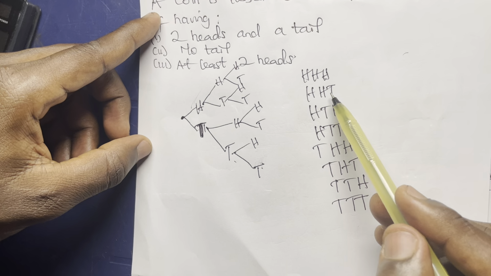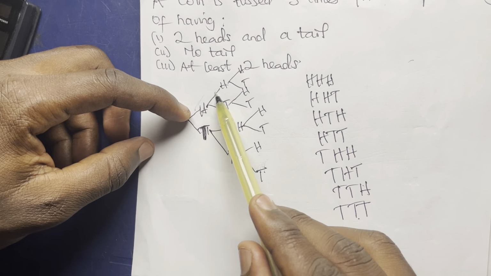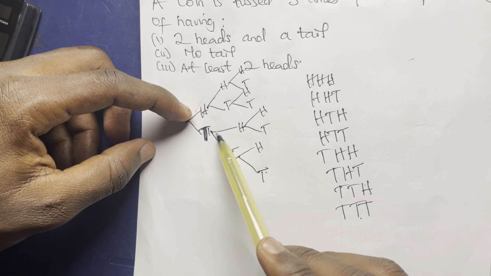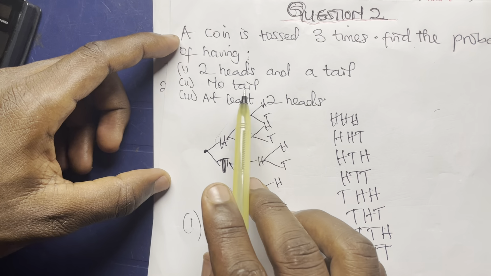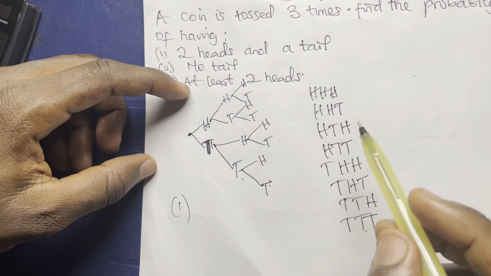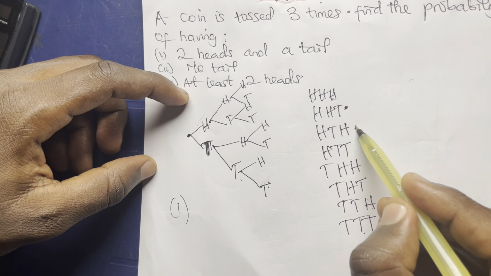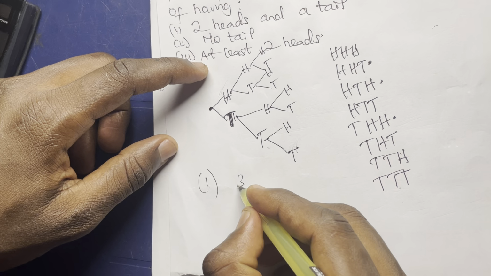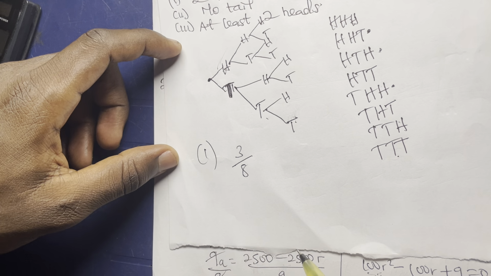How many are they? 1, 2, 3, 4, 5, 6, 7, 8. We have 8 possible outcomes. Good. So question 1 asks: what is the probability of having 2 heads and a tail? Those are 1, 2, 3, so that will be 3 over 8. That's the answer for that one.